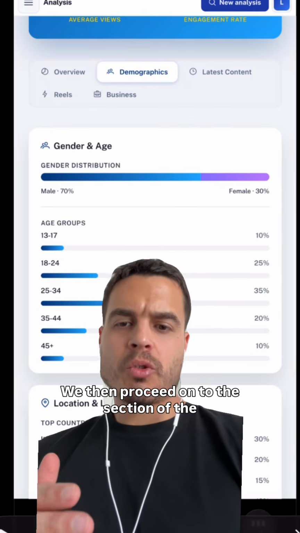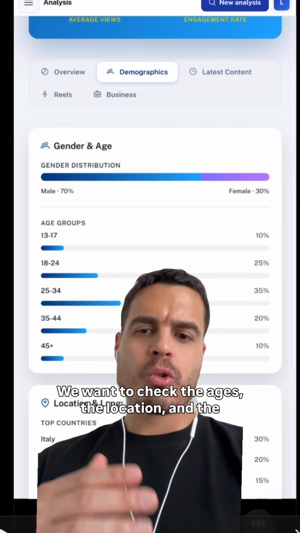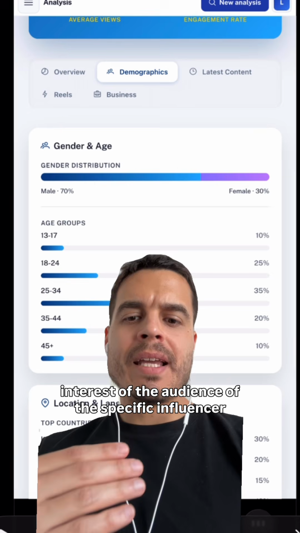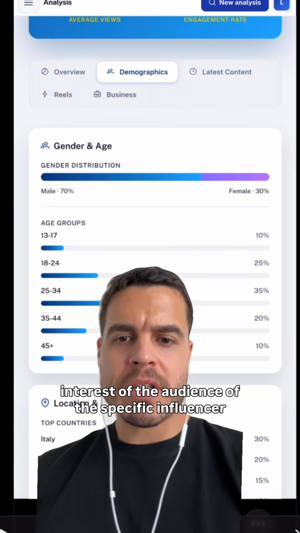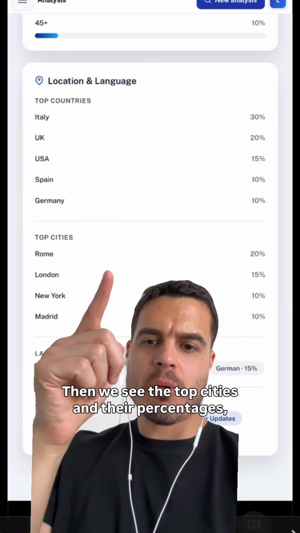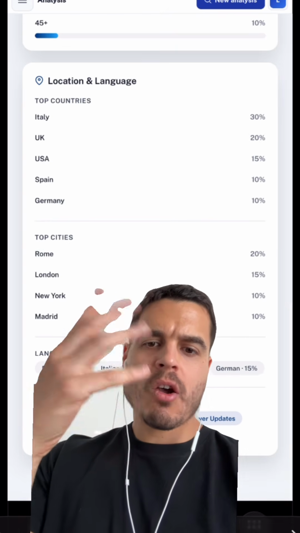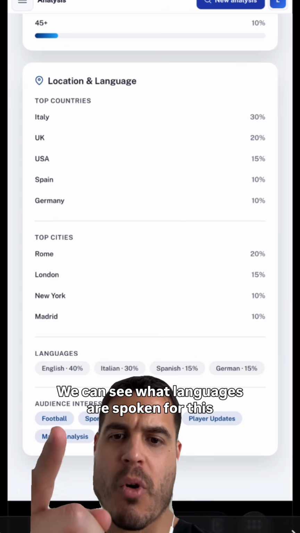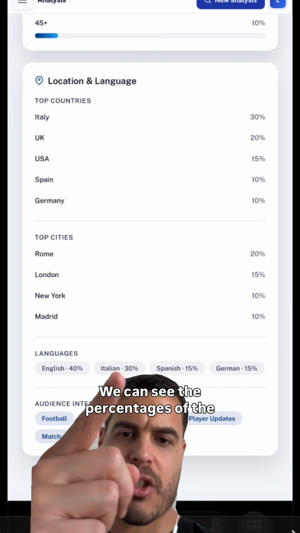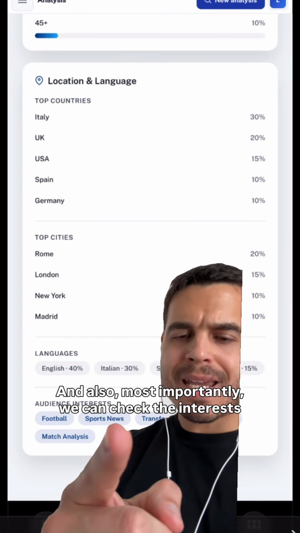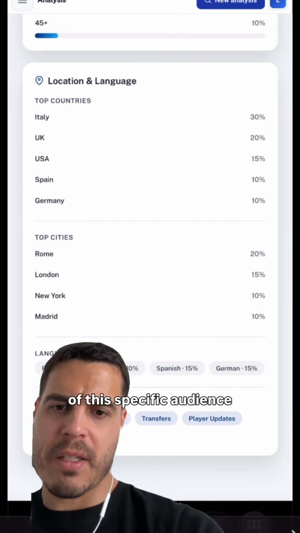We then proceed on to the section of the demographics. We want to check the ages, the location, and the interest of the audience of this specific influencer, the countries, the top countries and the percentages. Then we see the top cities and their percentages, always talking about the audience. We can see what languages are spoken for this audience. We can see the percentages of the languages of the audience. And also, most importantly, we can check the interests of this specific audience.